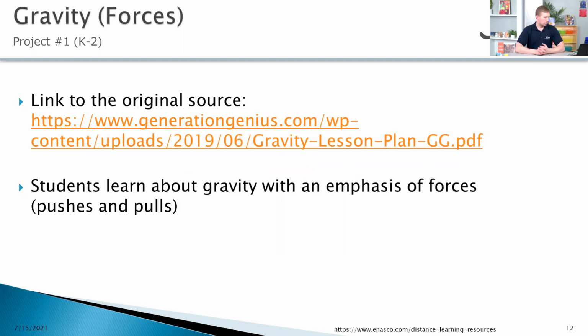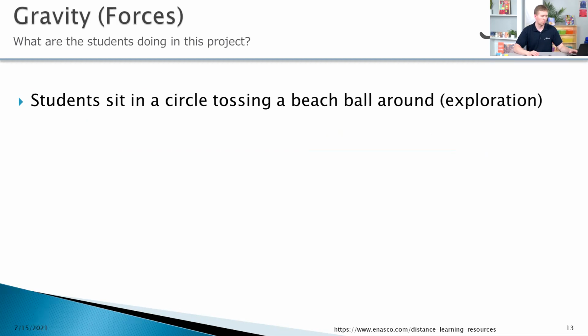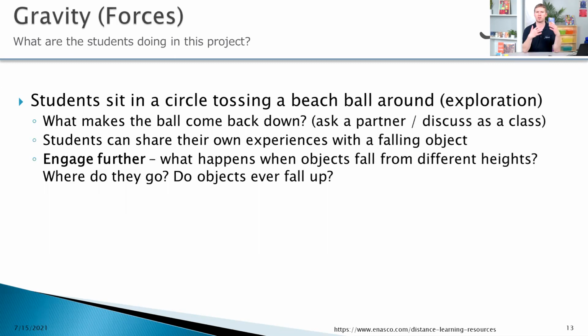All right, so links to the original source. This is going to be focused on gravity with emphasis on forces. The first one is talking about gravity. We're going to talk about how push and pull evolve around here. Again, this is more of an elementary early learning activity. Students sit in a circle, toss a beach ball around, and do some exploration there.